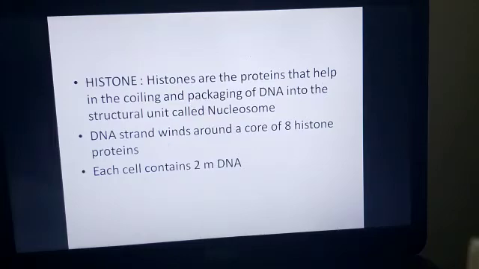DNA is a very highly coiled structure, and in each cell, when you take out the DNA and uncoil or unwind it, you will see that each cell contains DNA of length 2 meters. That will help you to understand how tightly coiled and packed DNA is in the nucleus of a cell.